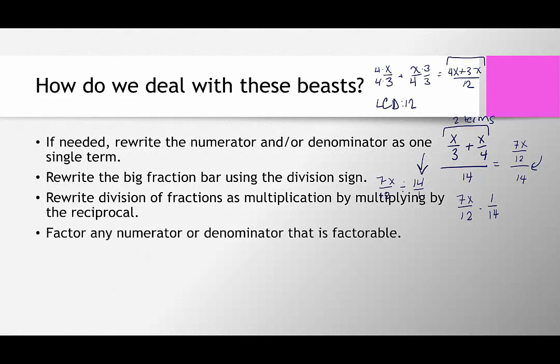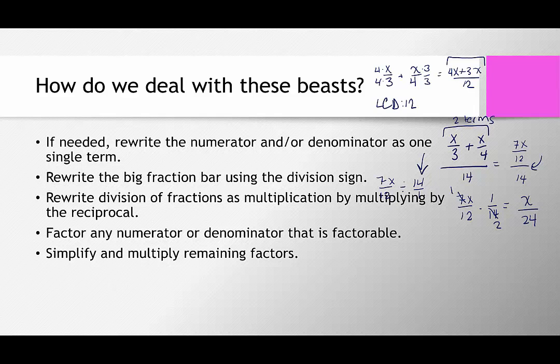The next thing we would want to do is factor any numerator or denominator that is factorable. This example doesn't really have that, so we don't have to worry about that here. Now we would want to simplify and multiply the remaining factors. So what could be simplified here? Well, the 7 and the 14 are both divisible by 7, and the numerator doesn't have anything that would simplify with the denominator, so we would multiply straight across and get x over 24.